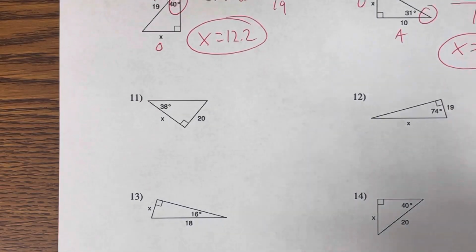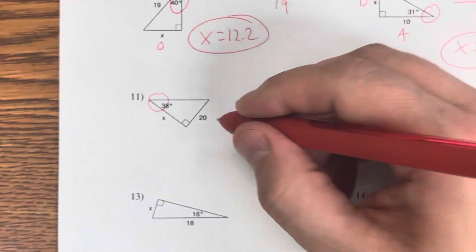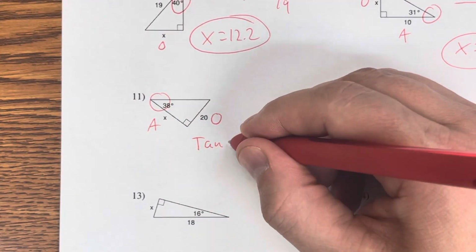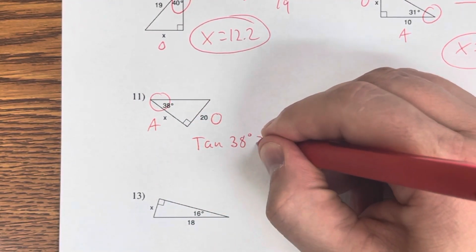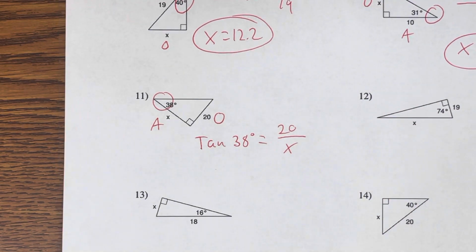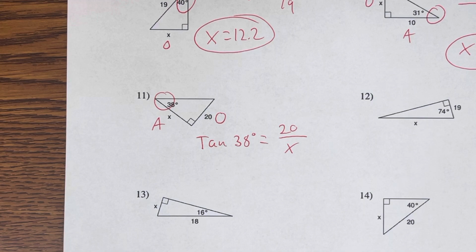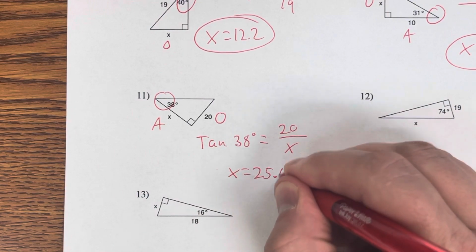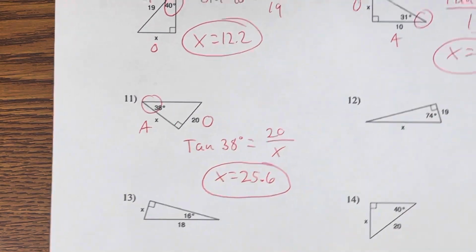All right, number 11. 38 is my reference angle. Opposite, adjacent, tangent of the angle. And when I solve, solution is 25.6. So these are just your extra practice ones, all right?